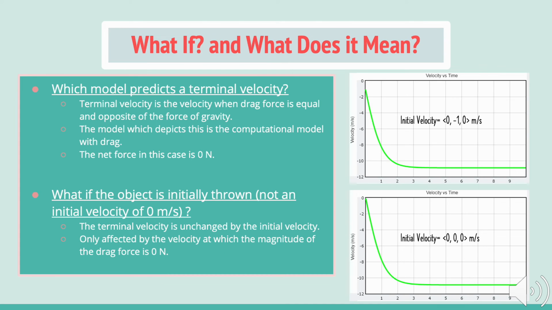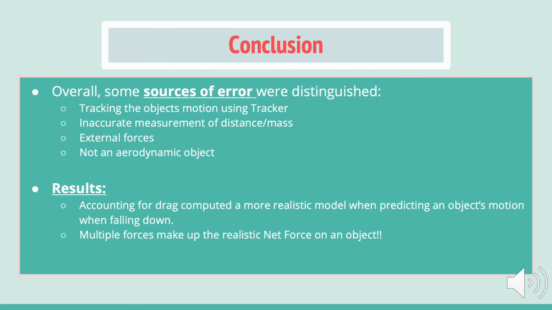Which model predicts a terminal velocity? Terminal velocity is the velocity when drag force is equal and opposite to the force of gravity. The model which depicts this is the computational model with drag. The net force in this case is 0. But what if the object is initially thrown? The terminal velocity is unchanged by an initial velocity. It's only affected by the velocity at which the magnitude of the net force is 0 newtons.